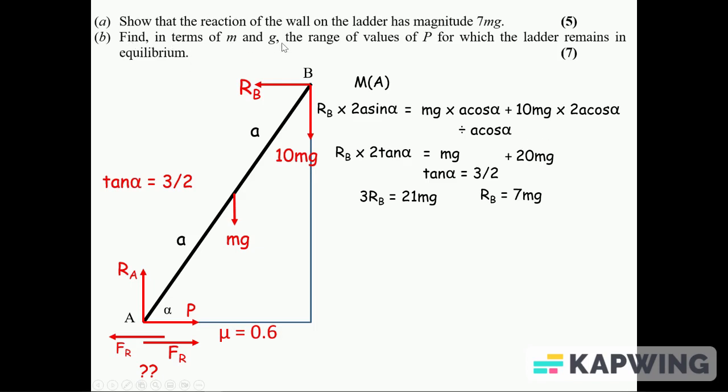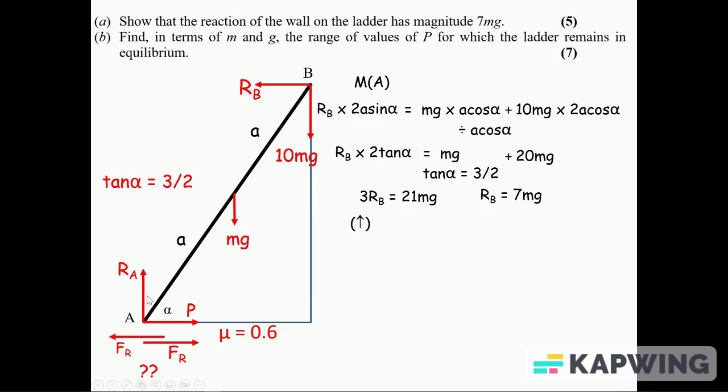And then it says, find in terms of m and g the range of values for P for which the ladder remains in equilibrium. Like I say, if the P is really big and pushing towards the wall, the friction is going to be going to the left, and if P is small, the friction is going to be helping it to stay where it is and going to be going to the right. But we're going to need to find out what the maximum value for the friction is first.